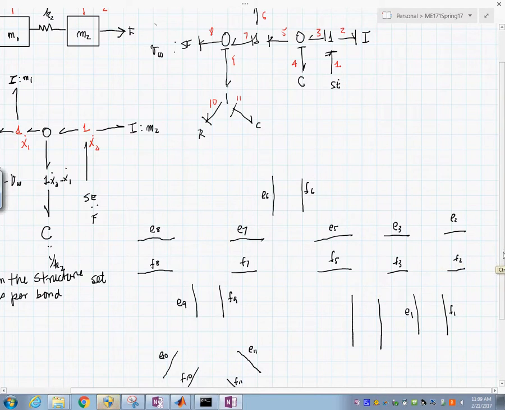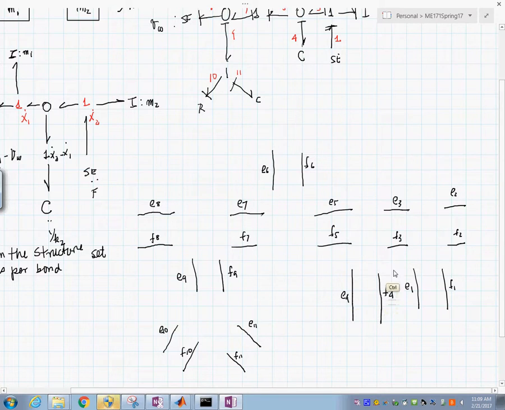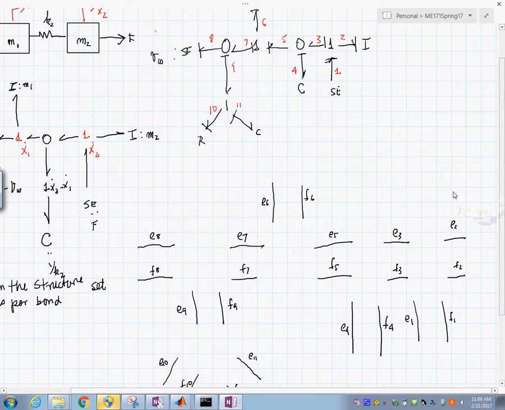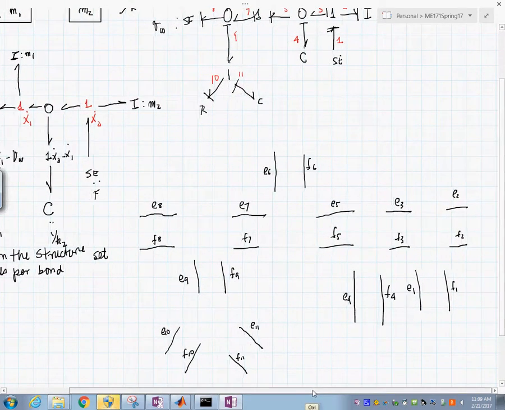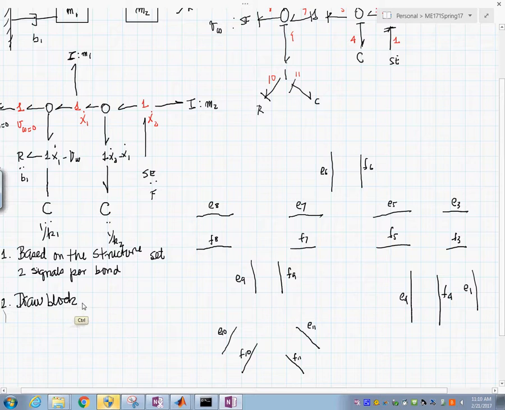Having established this backbone, now we start building it. We could go from left to right or start anywhere, really. It doesn't matter. All that matters at this point is that we do the individual constitutive relations. So I'm going to put a step number 2 over here: draw block diagrams of individual constitutive relations.